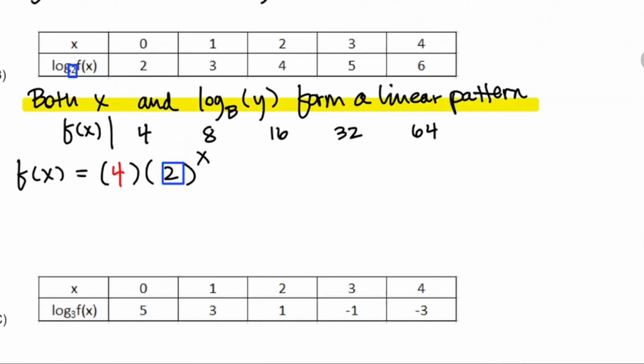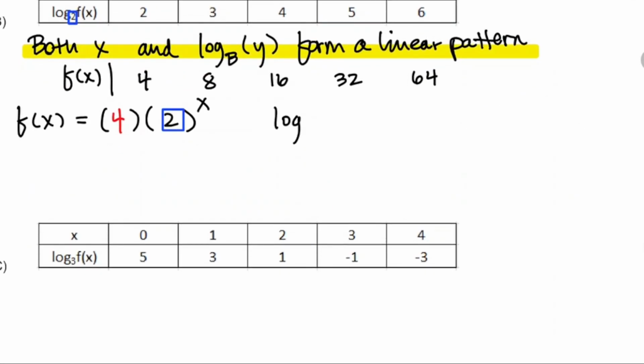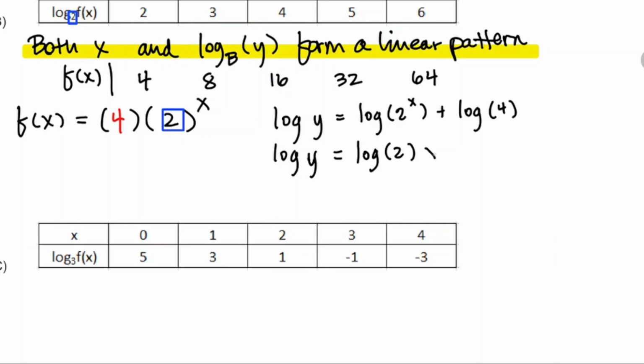Okay, but then we're going to want to take the log of both sides. If you look at this, the base of the exponent is 2. You would really want to take the base 2 log of both sides. But if we were graphing, we'd probably take the log base 10 of both sides. Log y equals log of 2 to the x base 10 plus log of 4. I'm going to split over that multiplication first, and then deal with the exponent property. So that would be log base 10 of y equaling log base 10 of 2 times x plus log base 10 of 4.